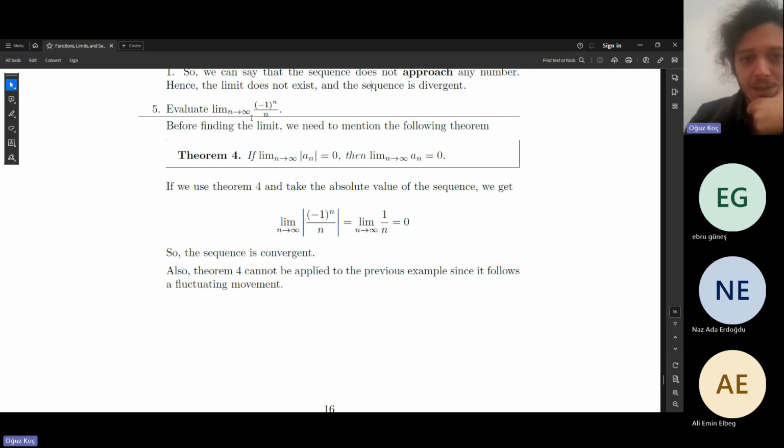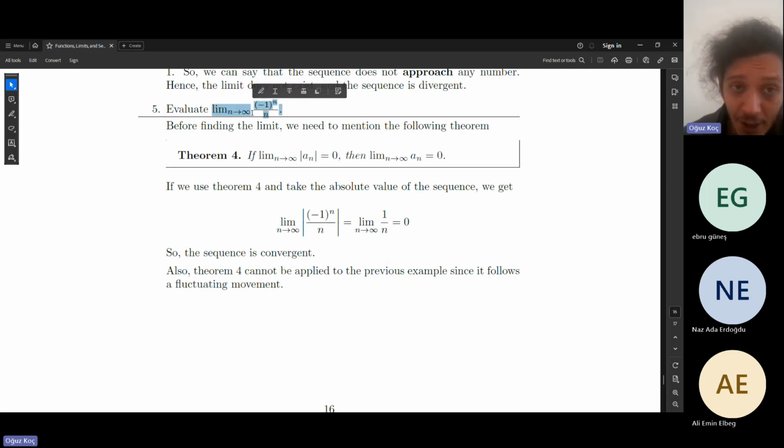If we use the theorem, we can take the absolute value of the sequence, and it becomes as you can see here. When we take the absolute value of a negative number and a positive number, it becomes a positive number, so we get rid of the negative side of the sequence, and then it becomes 1 over n. We already talked about that: the limit of 1 over n when n goes to infinity, since the power of n is greater than 0, goes to 0. Therefore, by using the theorem, we can say that the sequence itself also goes to 0, and it is also convergent.